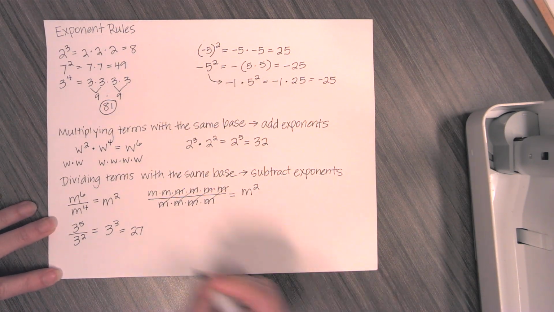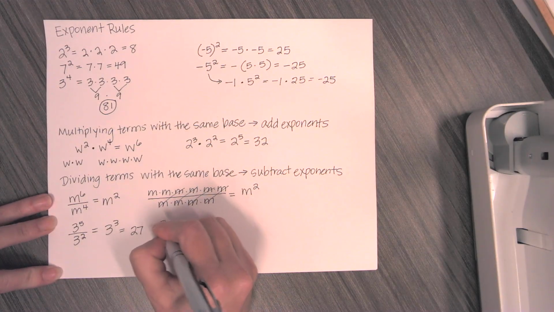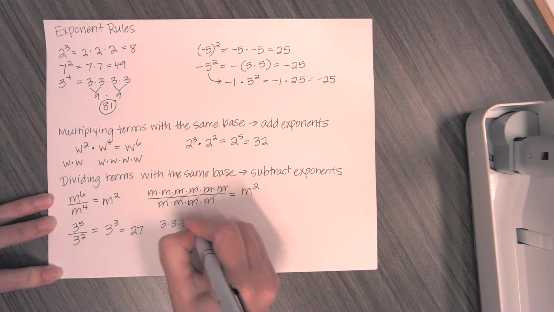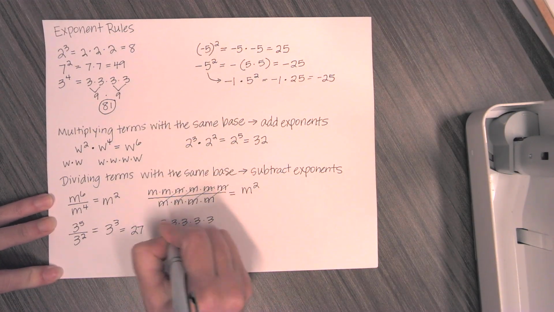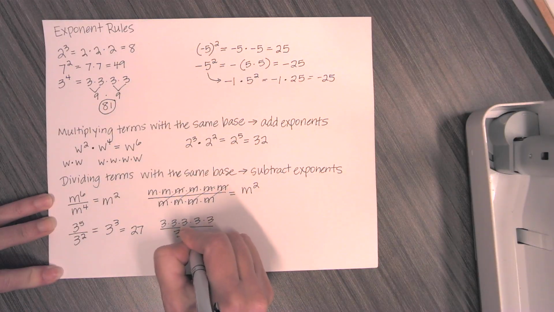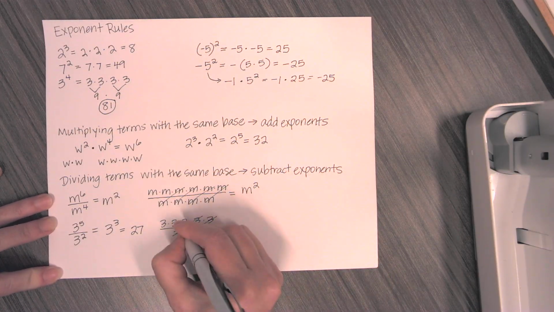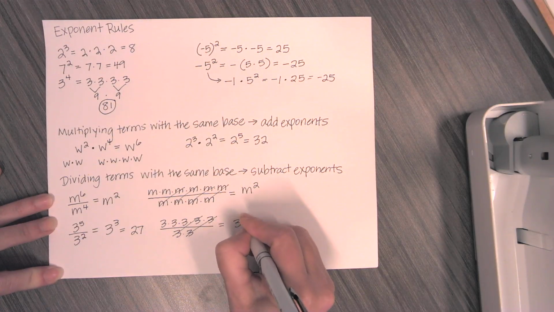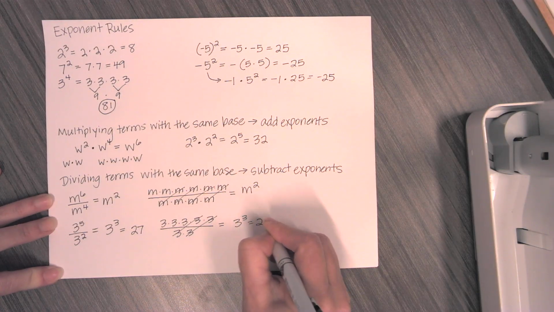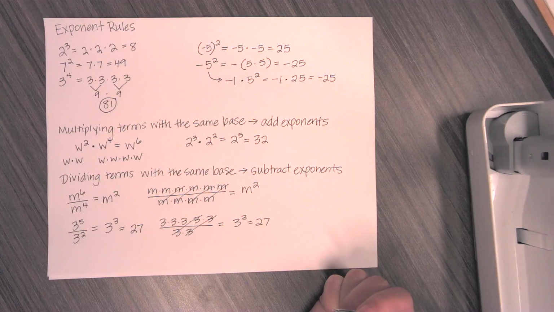Okay, same thing. If you wrote it out, 3 times 3 times 3 times 3 times 3 over 3 times 3. You see that 2 pairs are going to cancel. You're going to have 3 3's left on top, so 3 to the 3rd power, which is 27.